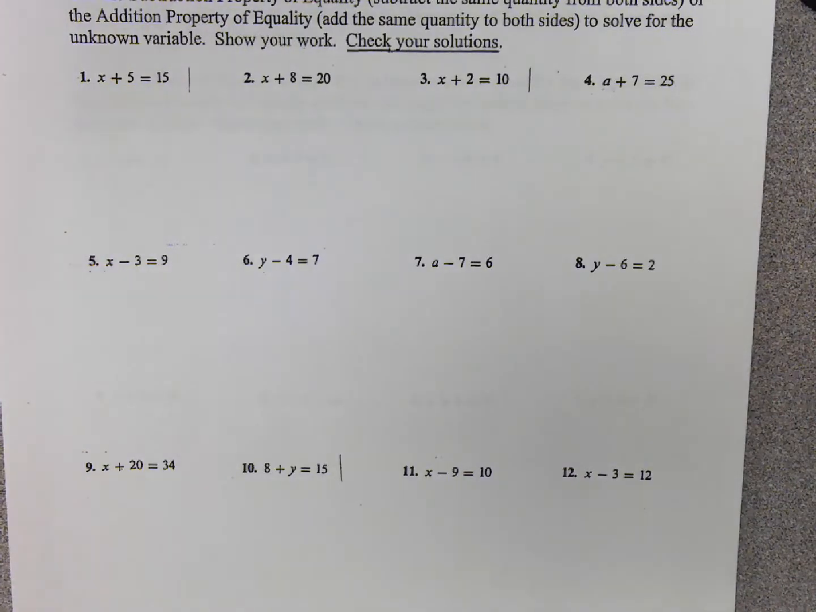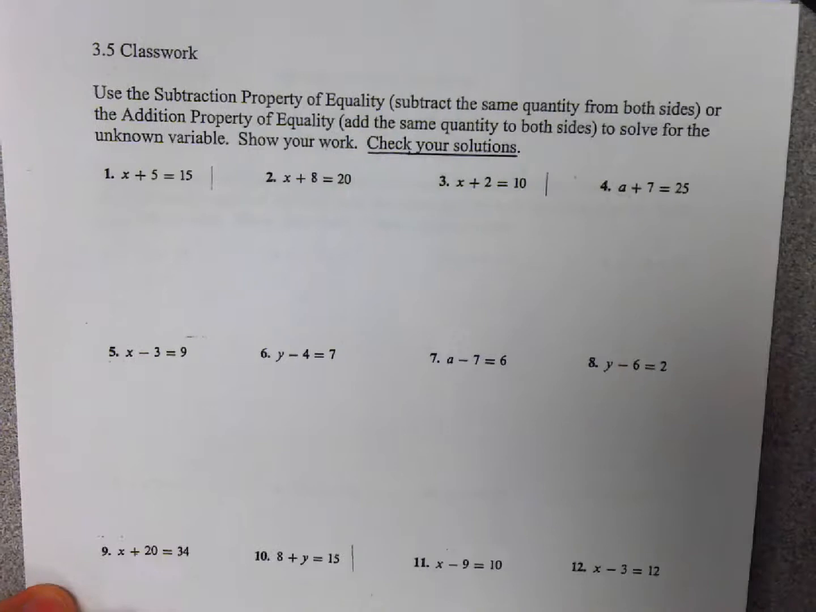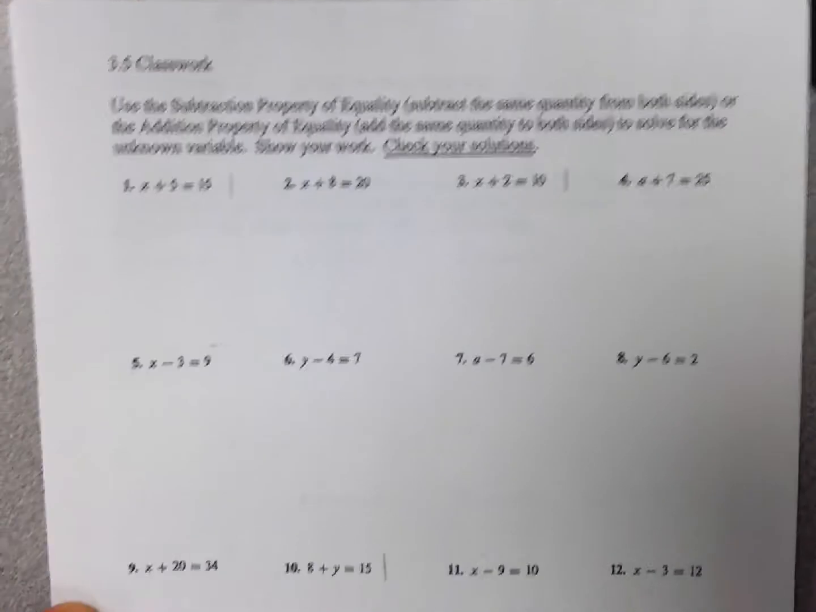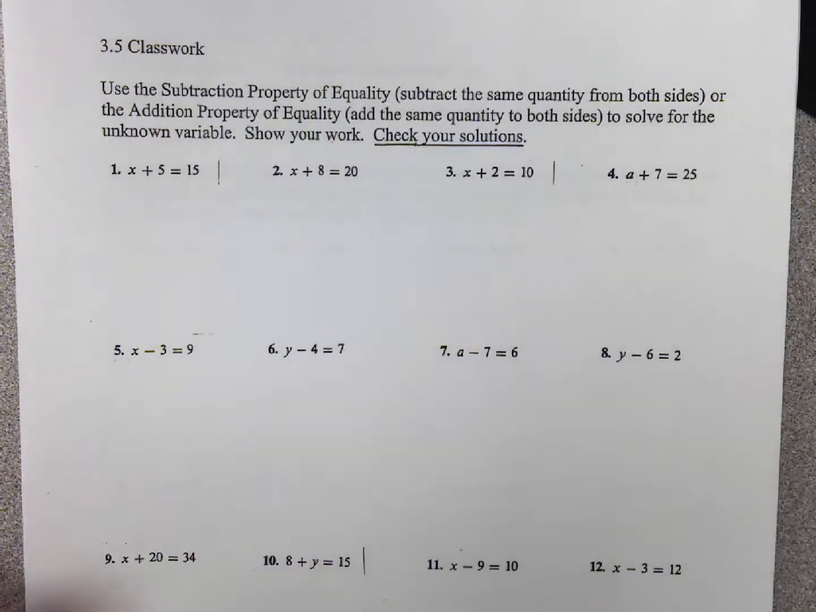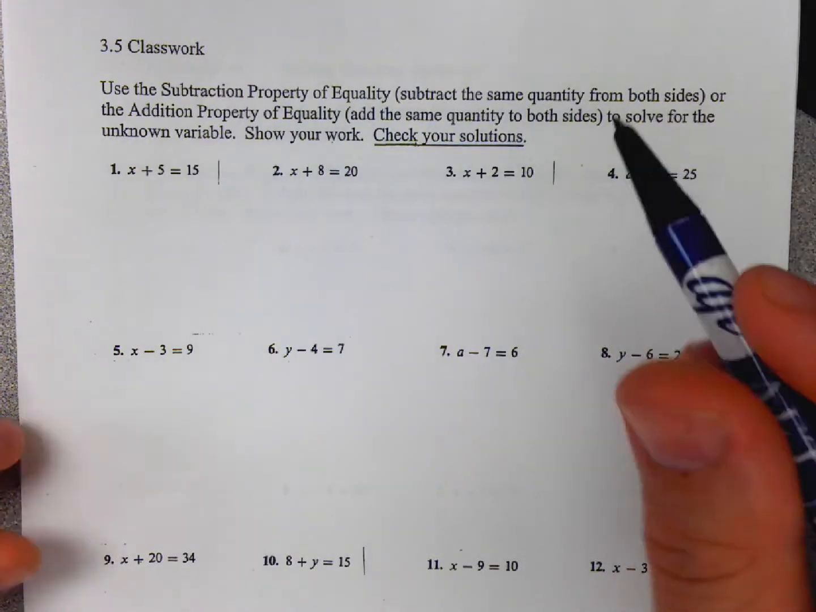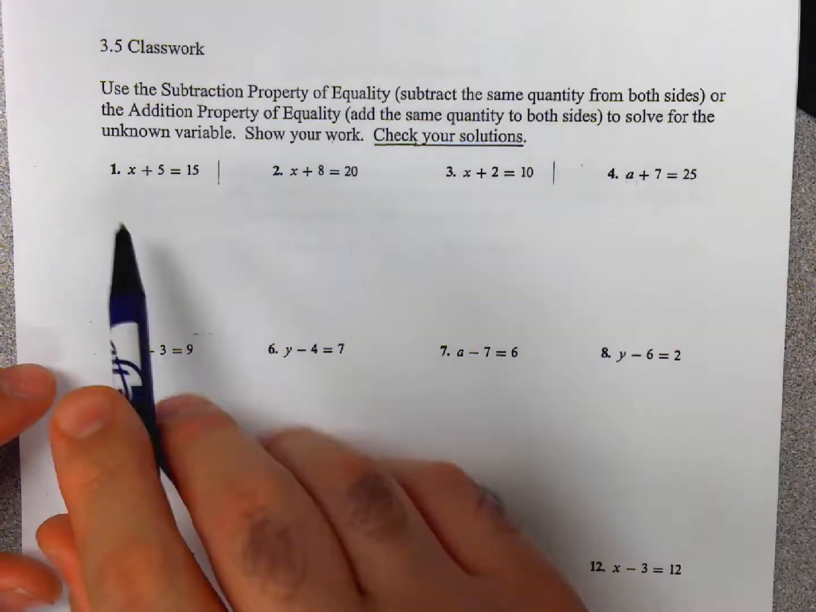All right, so I'm gonna show you two ways how you can tackle this. The first way is I showed you before in your notes. This is your 3.5 classwork. The second part of your notes you're gonna work with Mr. K and myself and Mrs. K. So right here, X wants to be alone.